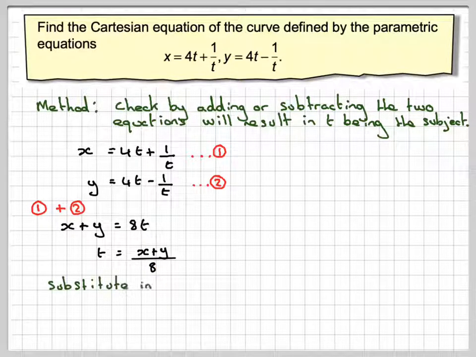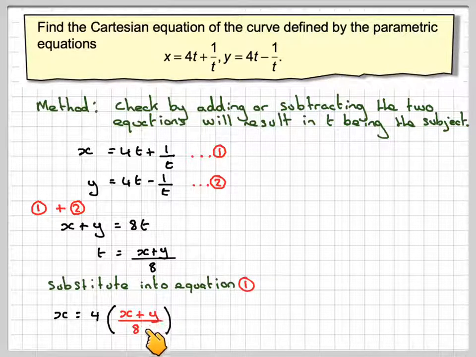We now substitute into one of the equations. So substituting into x is 4t plus 1 over t, we're going to have that x is 4 times x plus y over 8, because that's what t is. Now we want the reciprocal of this, so that's going to be 8 over x plus y. So that's x plus y over 8 plus 8 over x plus y. This is the reciprocal. We want to add it.